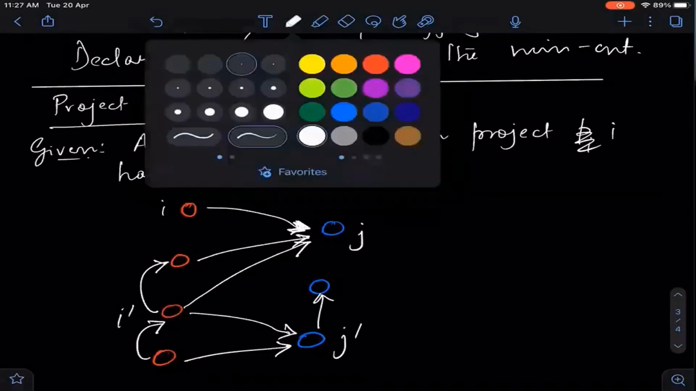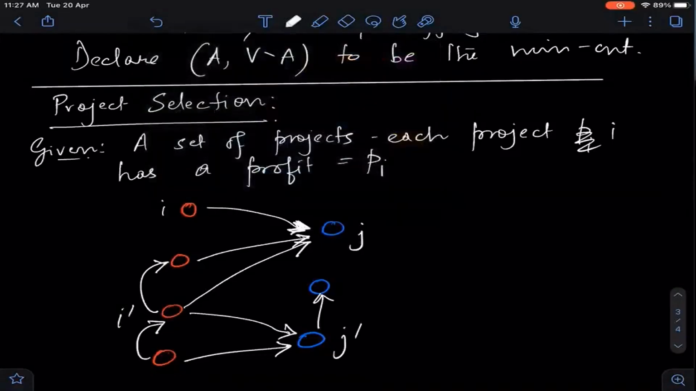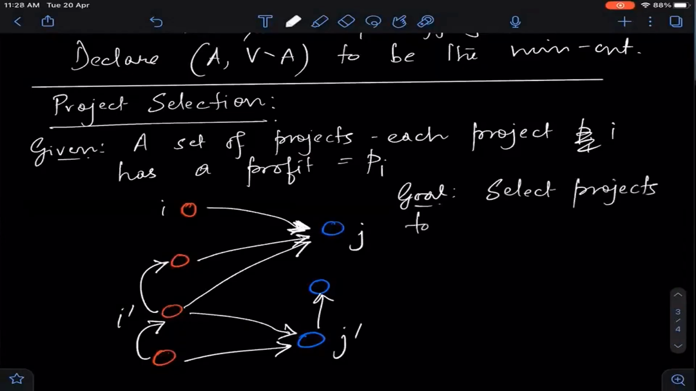Now, what is the goal? Yes, exactly, and the project has a J prime. Whatever project it has an arrow to, you have to finish that project. Okay, so what is the goal? The goal is to select projects to maximize profit. So you have to select a bunch of projects where you maximize the profit.